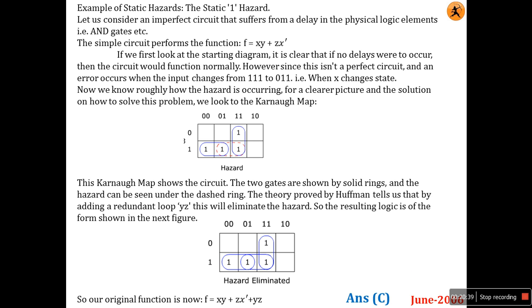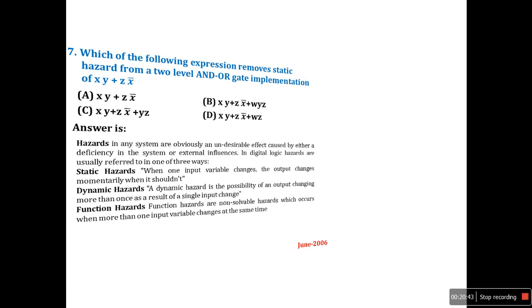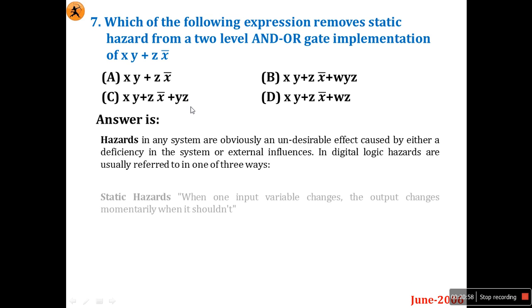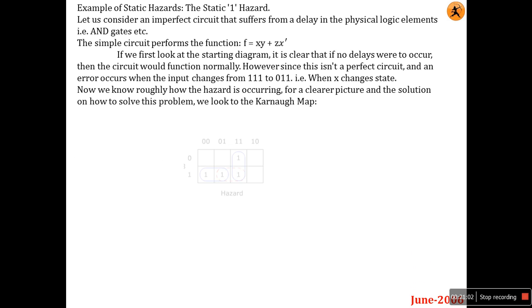So the answer is C. Just go through your previous question. The given question is this one: if you have xy plus zx dash, how to overcome the static hazard, how to remove the static hazard, that is by adding yz. So I hope your doubts are clear now, but you need a lot of practice.